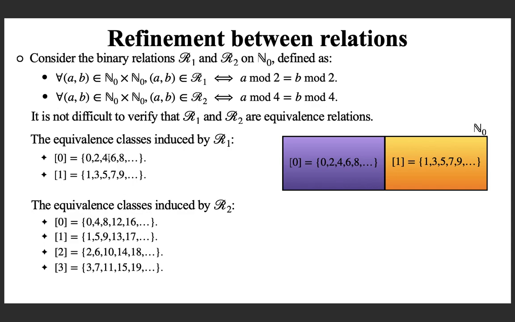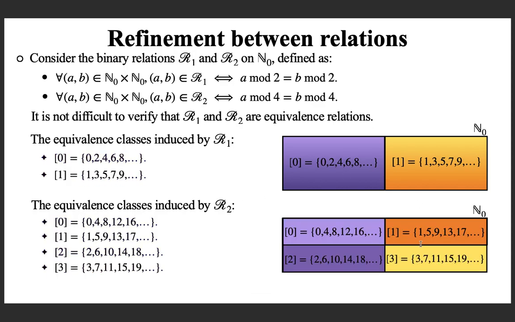And if you carefully observe, you can see that the first equivalence class induced by the relation R1 is subdivided into 2 classes by the relation R2. That is, the set of all even numbers here is partitioned into 2, one for remainder 0 and the other for remainder 2 when you divide it with 4. Similarly, the odd numbers, this single class here, is subdivided into 2 by this relation. R2 is inducing 4 equivalence classes, and you remember that these 2 classes are subdivisions of this single class induced by R1, and these 2 are subdivisions of the single class here.